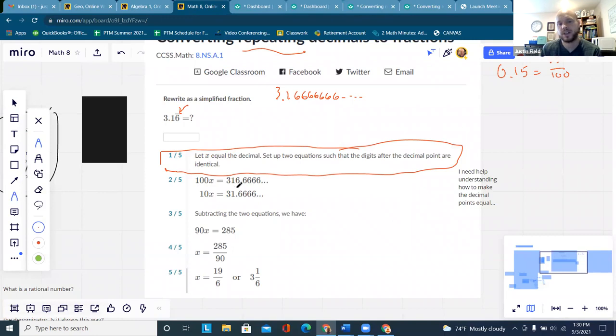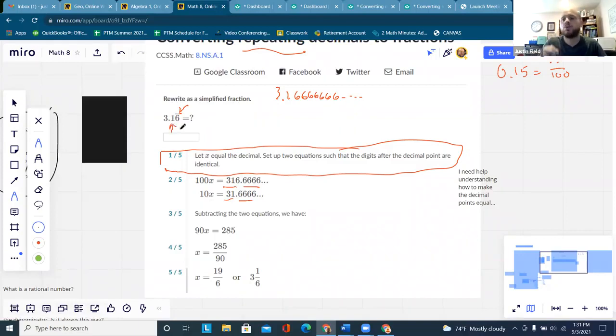100x equals 316.6666. 10x equals 31.6666. So look at the numbers after the decimal. They're equal. There's 4 sixes. And look at the numbers before the decimal, 316 and 31. Okay. And it says subtract the two equations. So what happened is we have the repeating part of this decimal, and we want the repeating part to be behind the decimal only. So what we don't want to be behind the decimal is this 1.